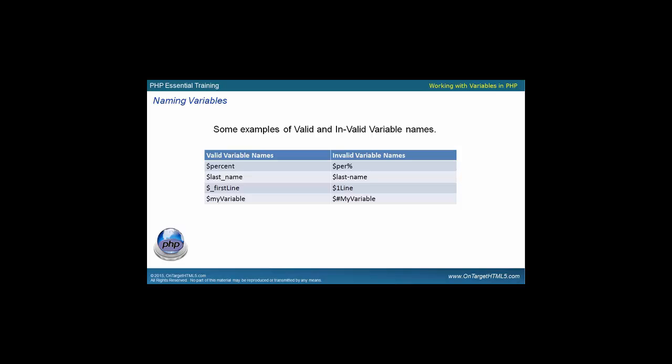The next one down is the last name. You'll notice I've got the $last_name. That's a valid variable name. But if you look to the right, you'll see last name with a hyphen, an invalid variable name because we can't use a hyphen. That's a special character.